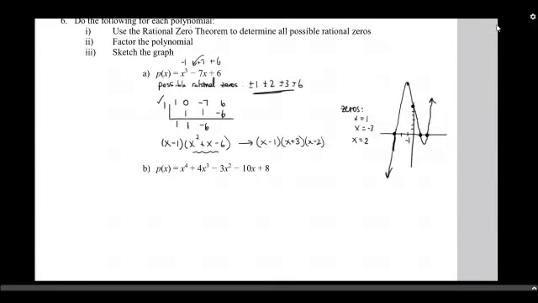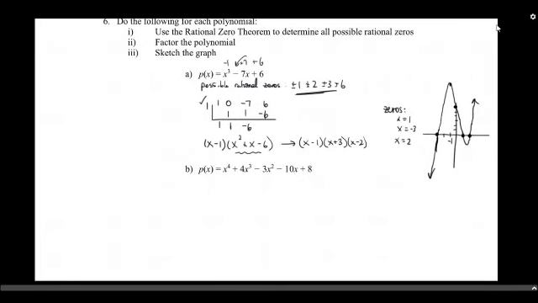Now part B starts the same way. We need a list of possible rational zeros. We need the factors of 8 divided by the factors of the leading coefficient. And again, the leading coefficient here is 1. So if you divide any of those factors by 1, that's not going to change the value of those. So I'm just going to take the factors of 8. So that's plus or minus 1, 2, 4, and 8.